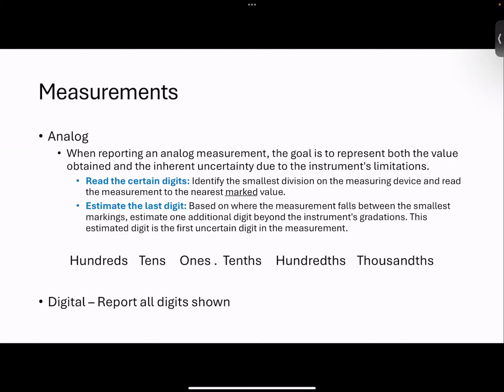Digital, folks, is much easier. You just record whatever you see. Whatever the instrument tells you, you just record it. It takes into account the certain digits and that estimated digit. It's the analog that's the challenge. And what we're about to do is we're going to practice on a few real quick.